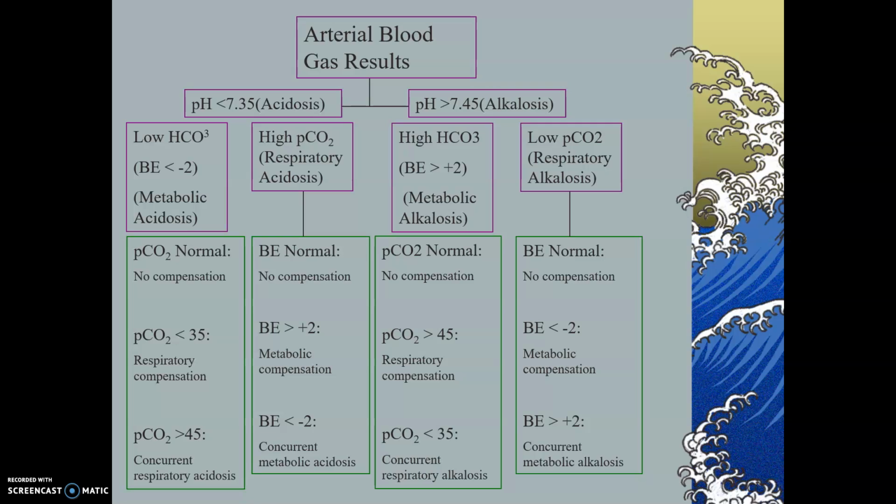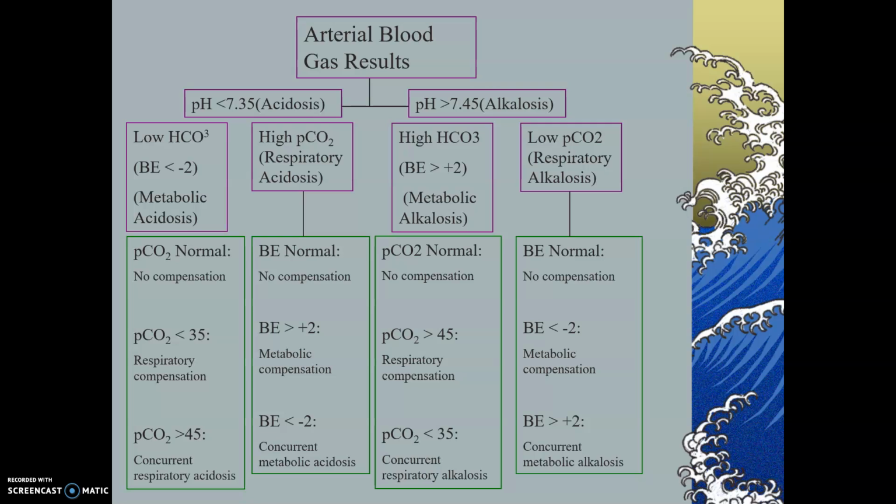If the patient is acidotic but the PCO2 is high, we then have a respiratory acidosis. So then we look at the metabolic component. If the base excess is normal, there is no compensation. If the base excess is positive or the bicarbonate levels are high, then we are producing a metabolic alkalosis in response to our respiratory acidosis, and therefore that is metabolic compensation. If the base excess is negative or the bicarbonate level is low, then not only do we have a respiratory acidosis, we also have a metabolic acidosis.